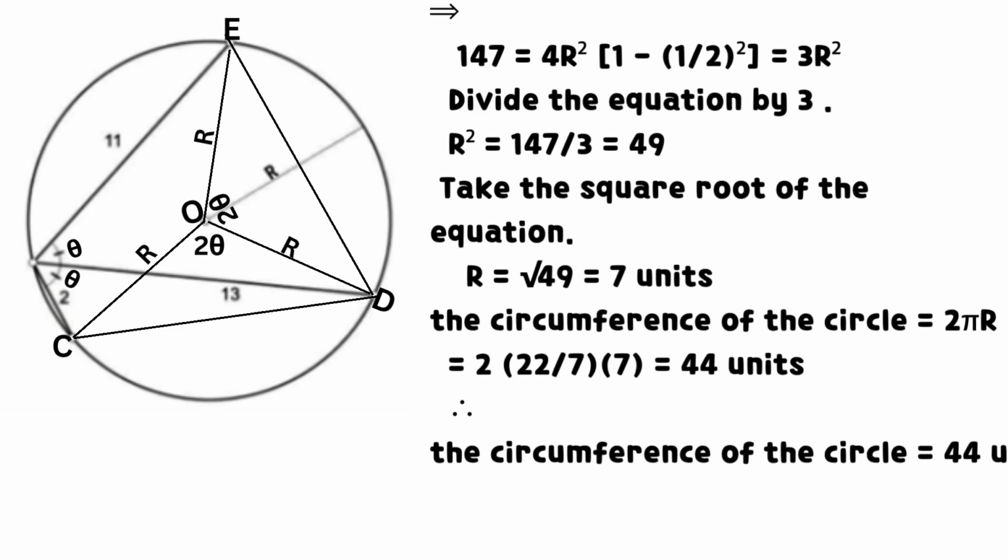Take the square root of the equation. R equals the square root of 49, which equals 7 units. Hence, the circumference of the circle equals 2 times the product of pi and R, which equals 44 units after simplification of substituted values. Therefore, the circumference of the circle equals 44 units.